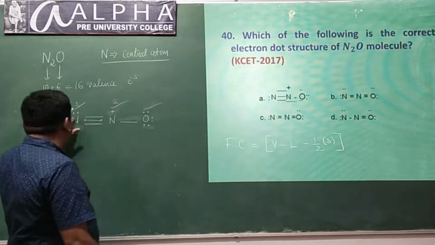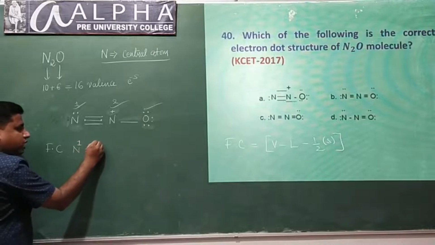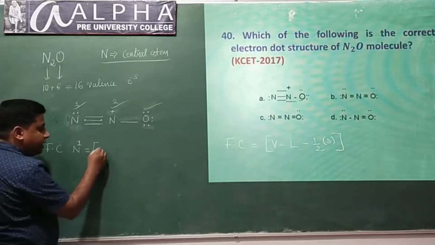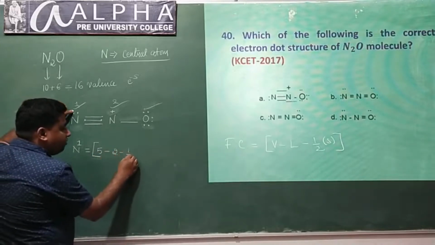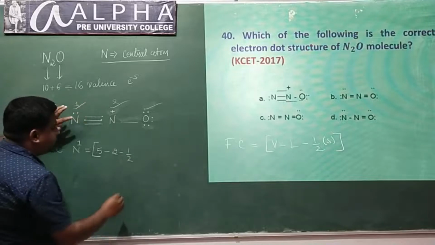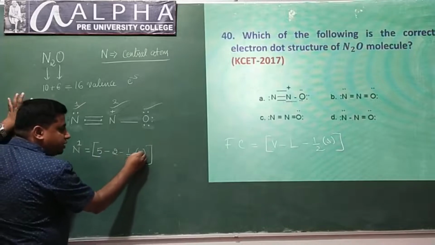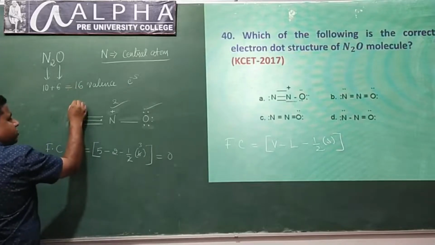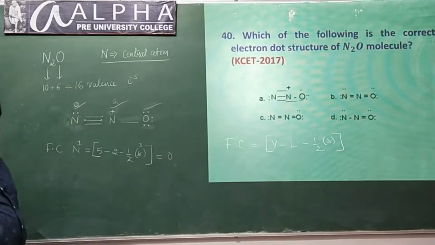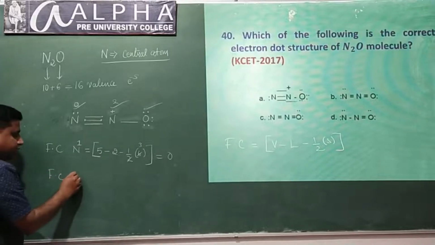So let us calculate the formal charge on the first nitrogen. Nitrogen is in the 15th group, which means 5 valence electrons, minus number of lone pair of electrons 2, minus half of number of shared pair of electrons: 2, 4, 6. 5 minus 2 is 3. Half of 6 is 3. So 3 minus 3 is 0. So what is the formal charge on this nitrogen? 0. That's exactly correct.